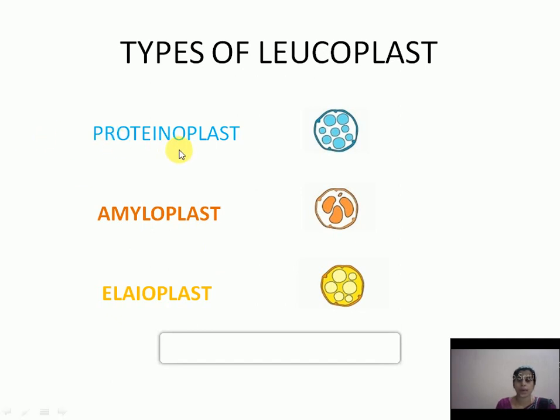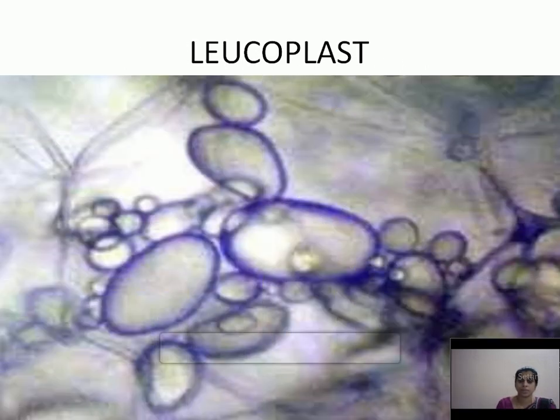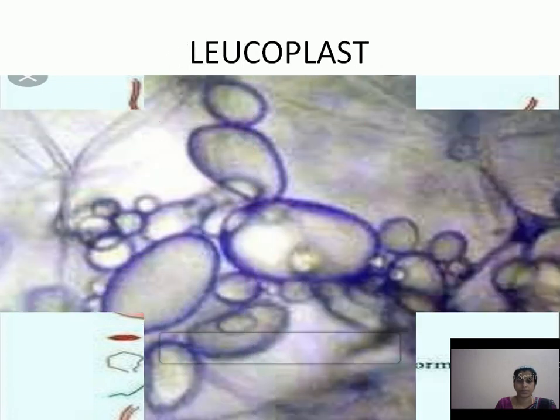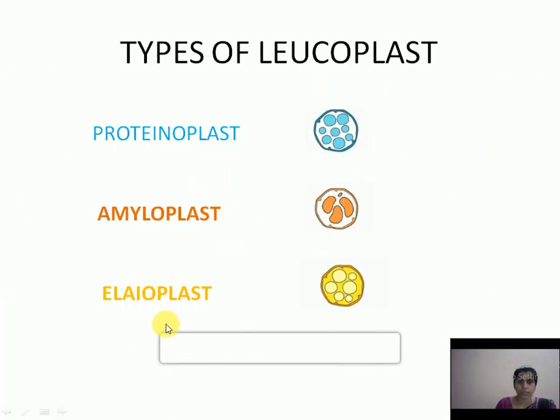And next, the proteinoplast helps in storing protein that the plant needs, and this can typically be found in seeds. And next is the elaioplast. This elaioplast helps in storing oil and fat that the new plants need for their growth.